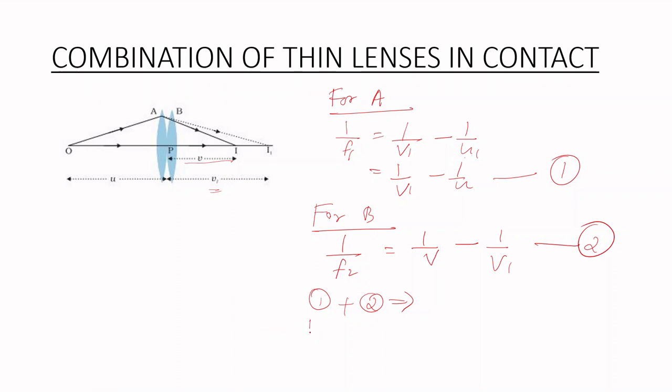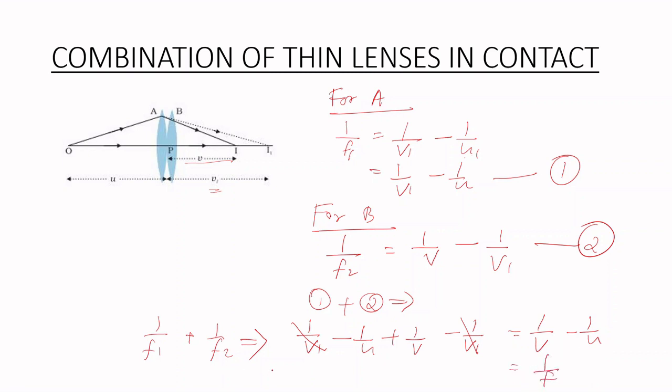So what we get is 1 by v1 minus 1 by u plus 1 by v minus 1 by v1. So 1 by v1 and minus 1 by v1 get cancelled, and this gives us 1 by v minus 1 by u. So what we have done is actually 1 by f1 plus 1 by f2, and we got 1 by v minus 1 by u, which is 1 by f. So what is the inference? 1 by f1 plus 1 by f2 is equal to 1 by f.